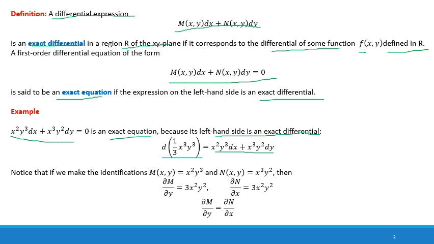Notice that if we make the identification of function M and N, then partial M by partial y is equal to 3x square y square and partial N by partial x is equal to 3x square y square. So we can observe that partial M by partial y is equal to partial N by partial x.